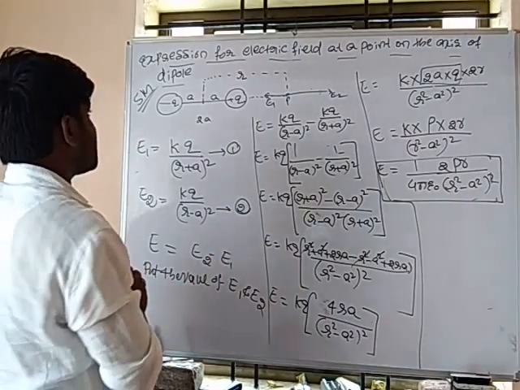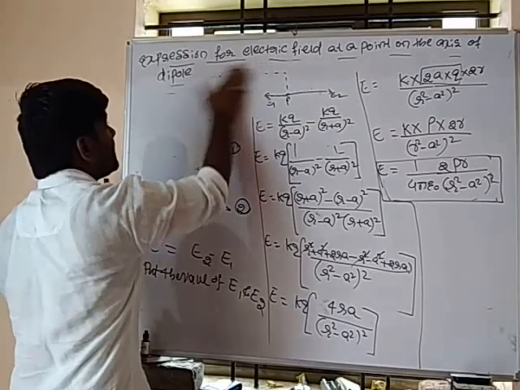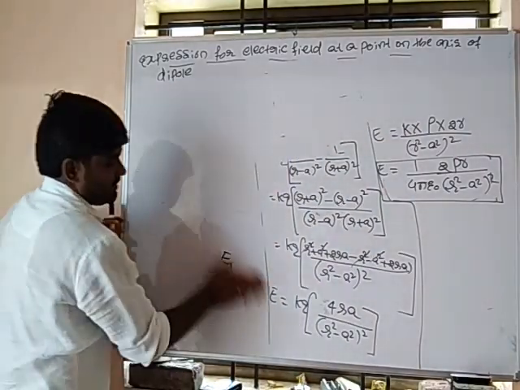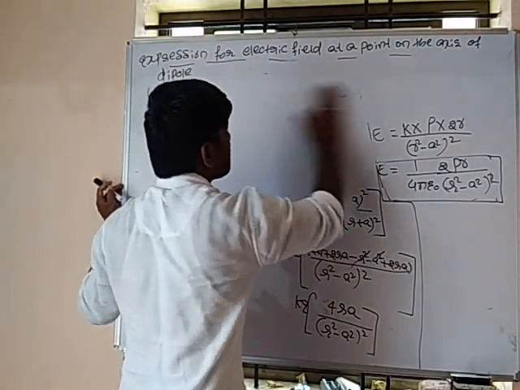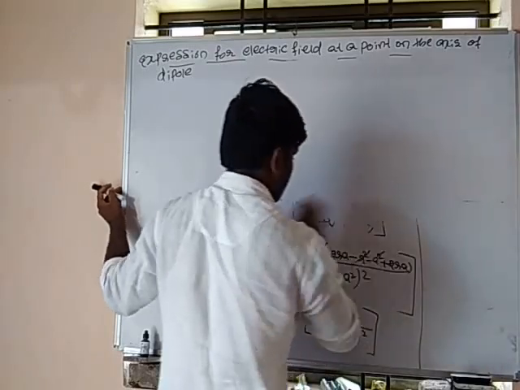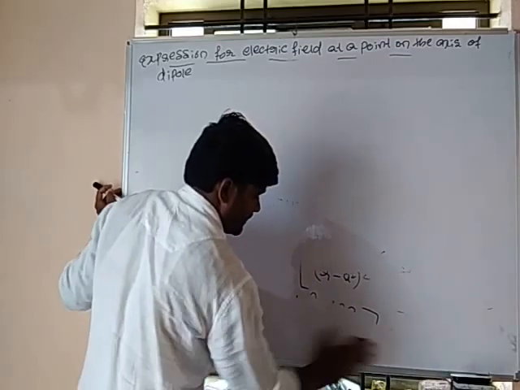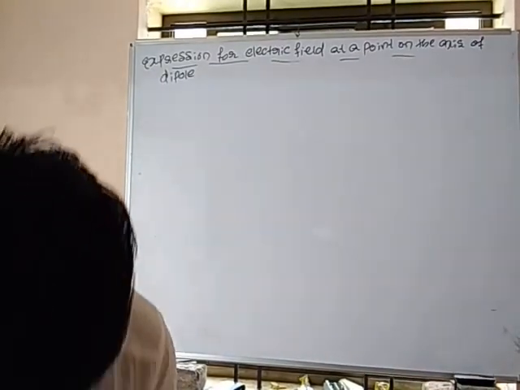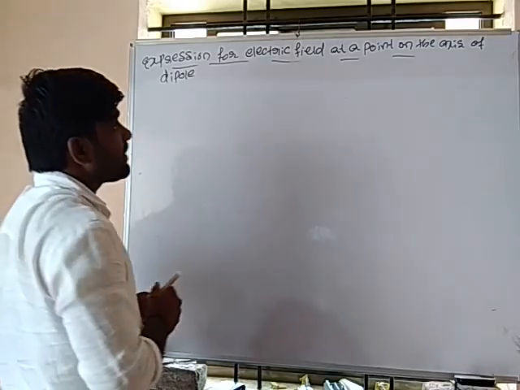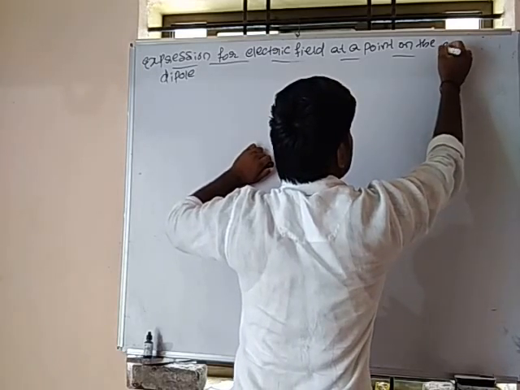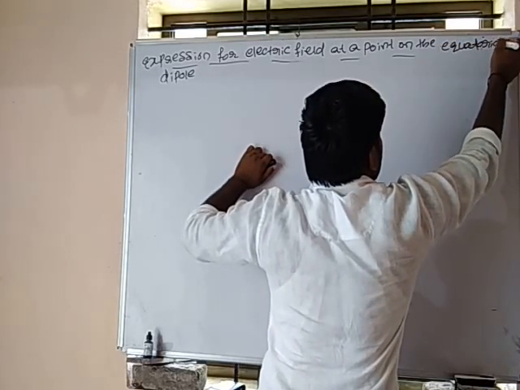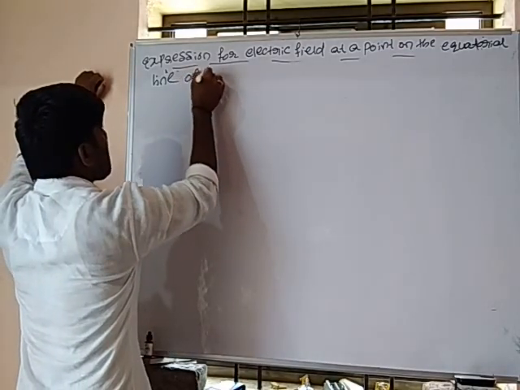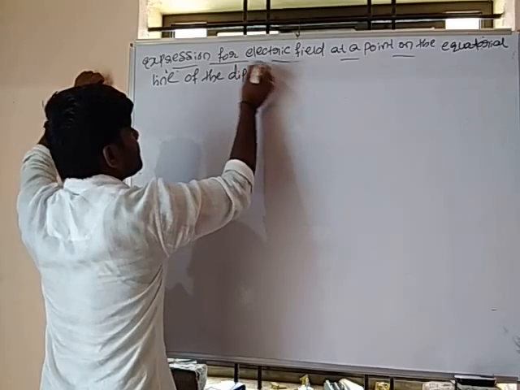Okay? Then the next expression: electric field at a point on the equatorial line of the dipole. It is also for 5 marks.